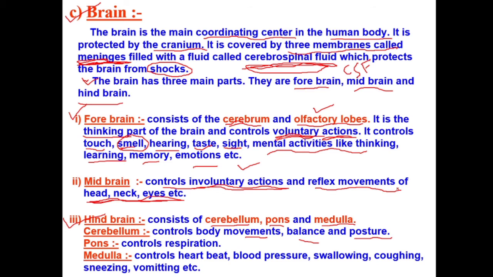And that is done by our hindbrain. To be precise, the cerebellum part of the hindbrain. Okay. Pons, what does it do? It controls respiration. Next is medulla. What does it do? It controls heartbeat, blood pressure, swallowing, coughing, sneezing, vomiting. Actions like this are controlled by medulla.